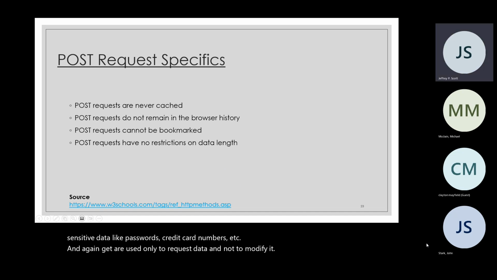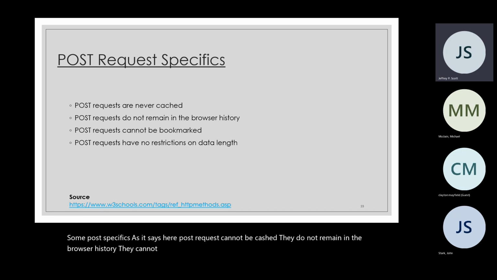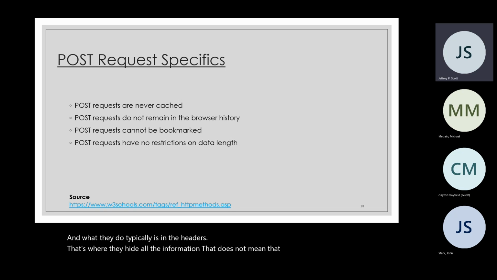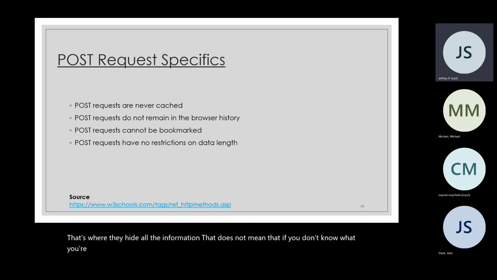Some post specifics, as it says here: post requests cannot be cached. They do not remain in the browser history. They cannot be bookmarked, but they are much more secure. They have no restrictions on the data length. What they typically do is hide all the information in the headers. That does not mean that if you know what you're doing, you can't dig through a post request and possibly get some data you shouldn't be able to get.